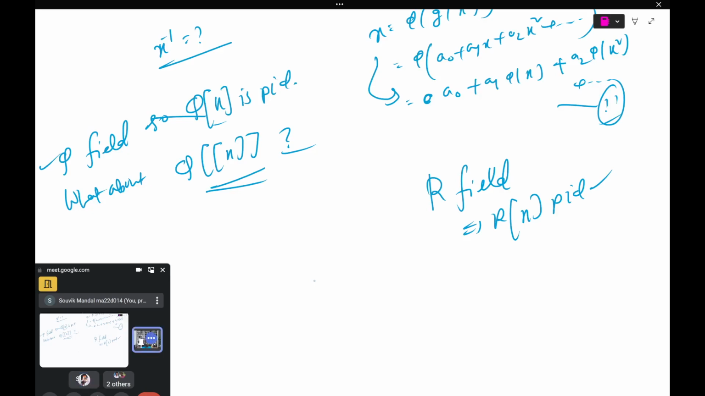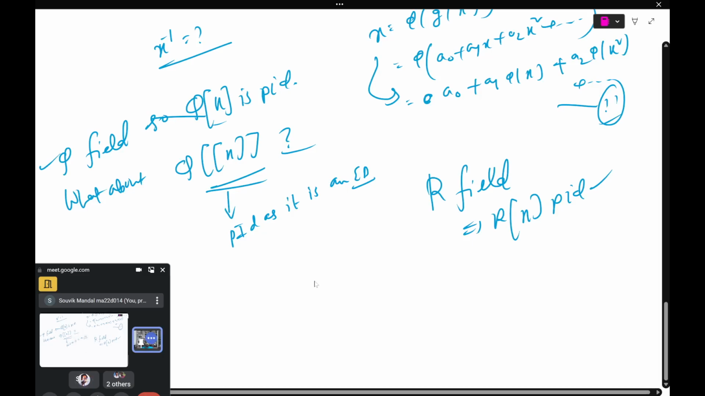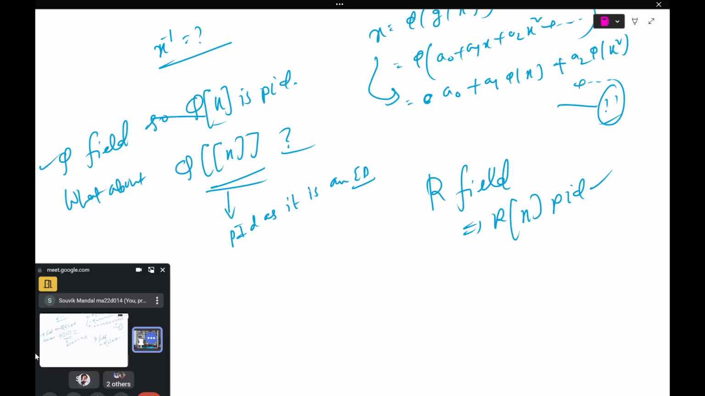In case you don't know this, let me tell you that Q[[x]] is a PID as it is an ED, a Euclidean domain. It's a fact that any ring of formal power series over a field is a PID since it is an ED. So this direction will not work, because both are PIDs.